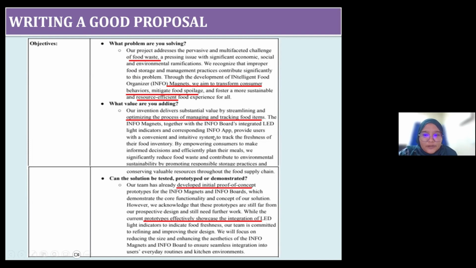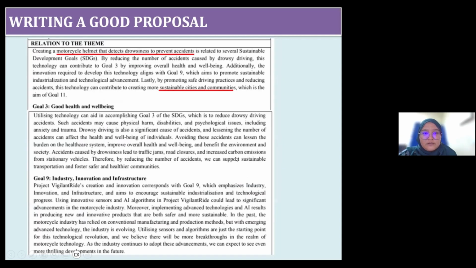Okay, so I move on to the next subcomponent of the proposal, in relation to the team or about the team. So here is just an example of this group. They are able to identify the theme that they chose from the SDGs. Then they elaborate and justify why they chose this SDG for their invention or innovation. So here they mention what their creation or innovation is.